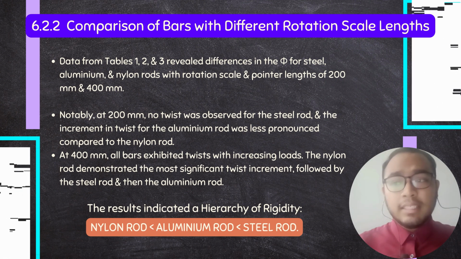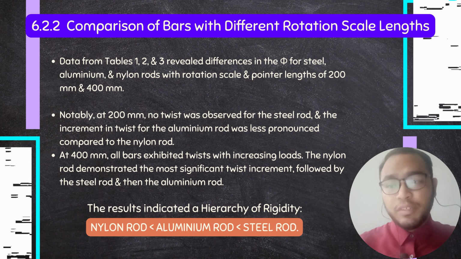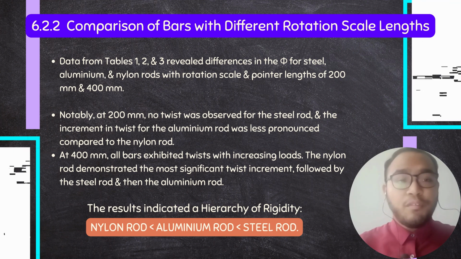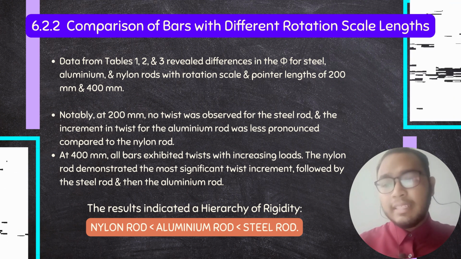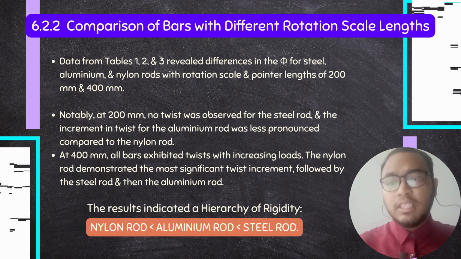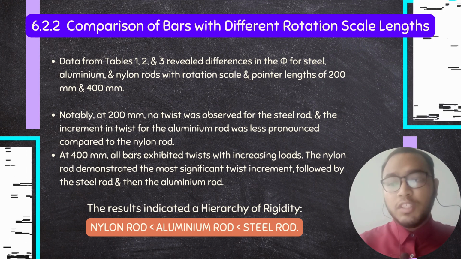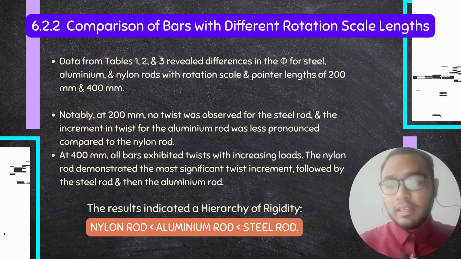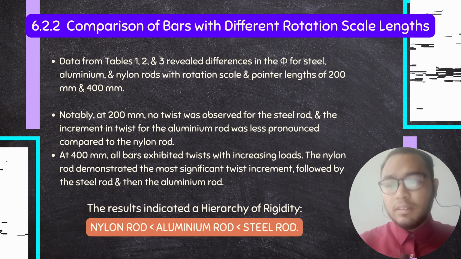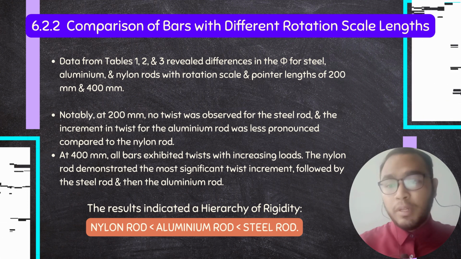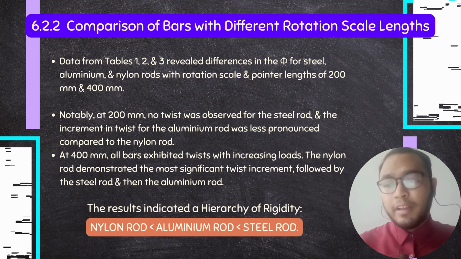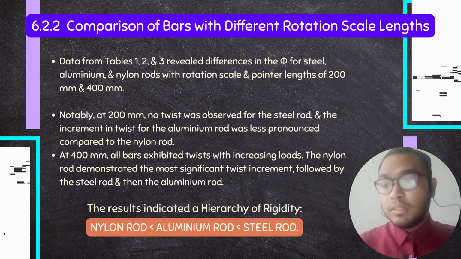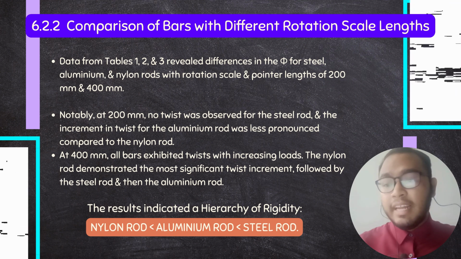Secondly, we'll be discussing the comparison between three different types of bars with different lengths of rotation scale and pointer from the fixed clamp. According to the data tabulated in Tables 1, 2, and 3, when the length of the rotation scale and pointer from the fixed clamp is 200 millimeters, there is no angle of twist for the steel bar. The increment in the angle of twist when the load increases for the aluminum bar is less obvious compared to the nylon bar. The angle of twist for the nylon bar, when subjected to the same amount of load, is larger than the aluminum bar.